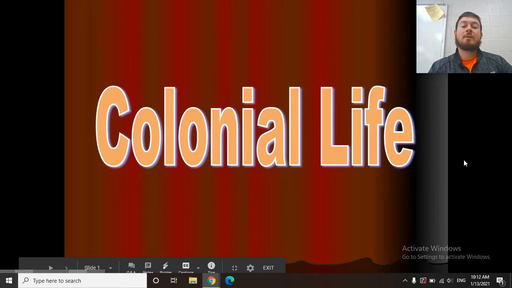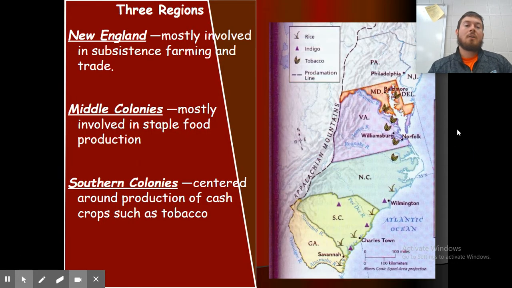Okay, so here is colonial life. First off, you had three regions. You had New England, which was basically the northern colonies. They got most of their stuff from farming, fishing, and trading. The middle colonies were mostly involved in staple food production or crop production. And then the southern colonies centered around production of cash crops such as tobacco and rice.